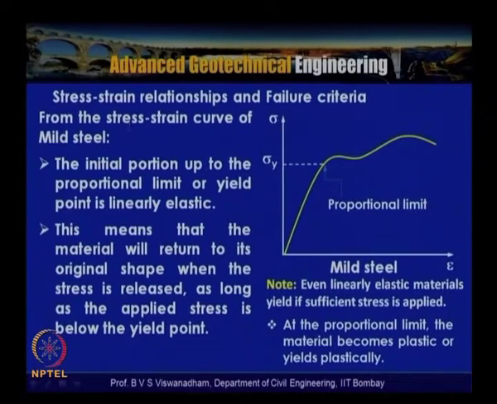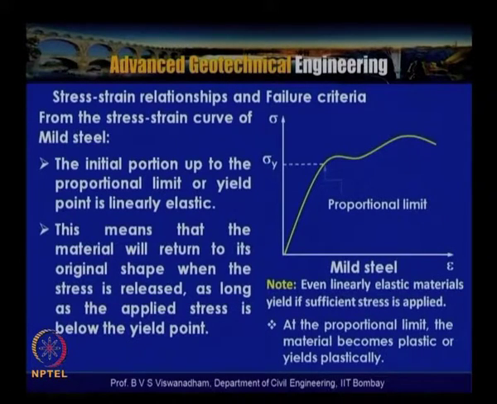From the stress strain curve of the mild steel you can see that the initial portion up to the proportional limit or yield point is linearly elastic. This means that the material will return to its original shape once the stress is removed. As long as the applied stress is below the yield point, we can say that the element will be under elastic conditions.